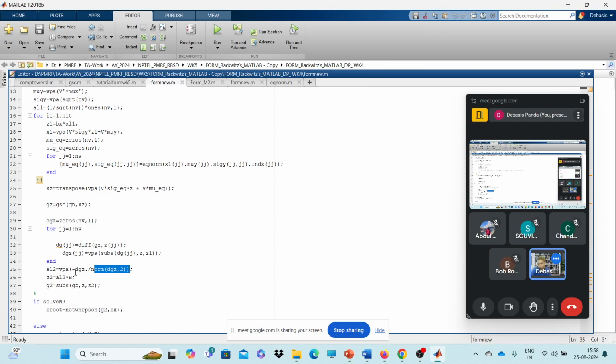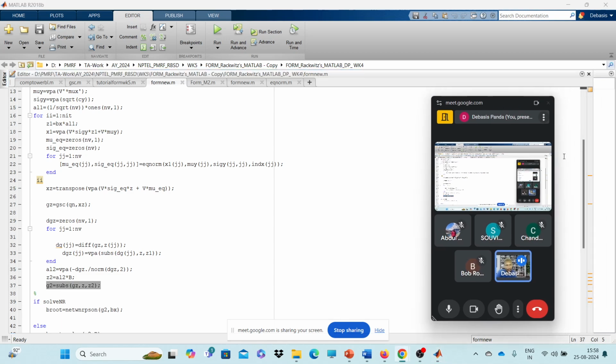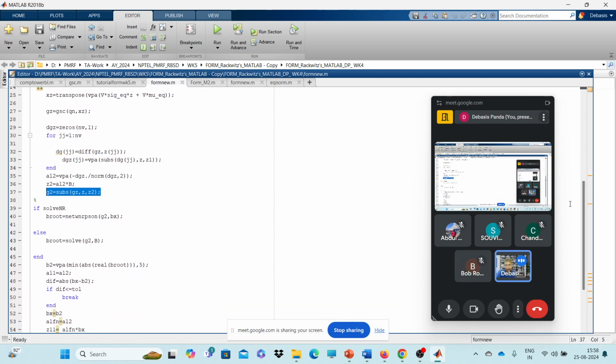So z is equal to alpha times beta, and we substitute all these values into g(z), this equation. When we substitute that z value, calculated using the beta value, within that line we will get an algebraic equation of beta, right? Once we get the algebraic equation of beta, we need to solve for beta, that is, find the roots of beta.